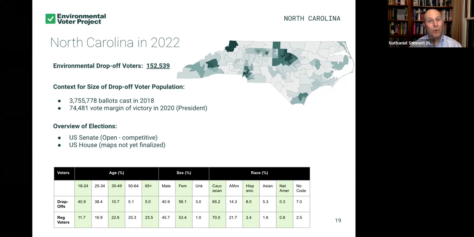I know there are a lot of other organizations that are on this webinar right now, and this is important data that I think can be actionable to a lot of people. We don't yet have congressional maps finalized in North Carolina, but we do know that there's an open and what will likely be extraordinarily competitive US Senate race.